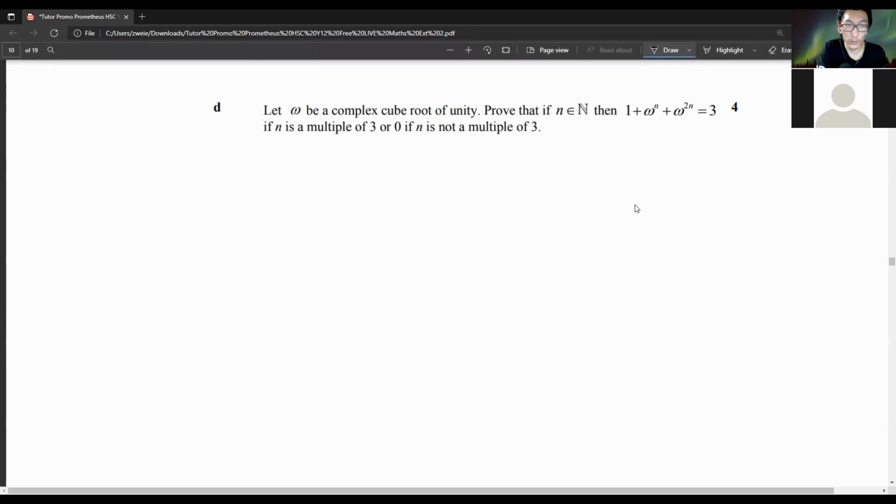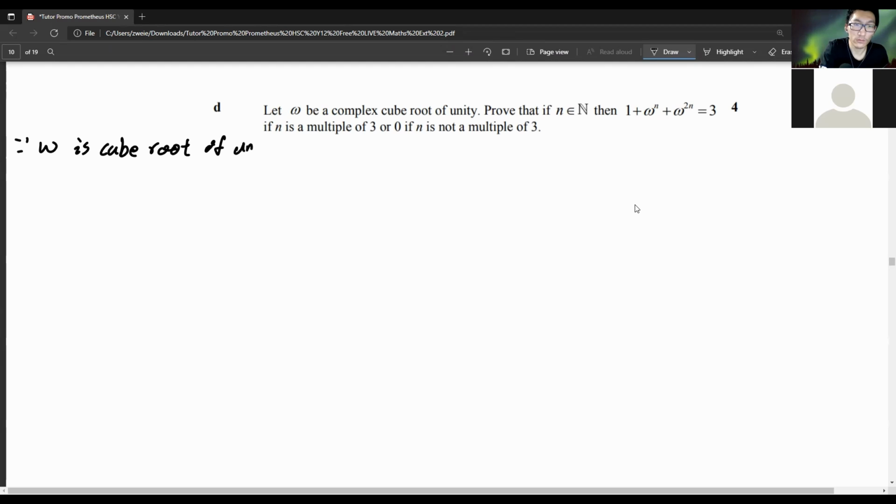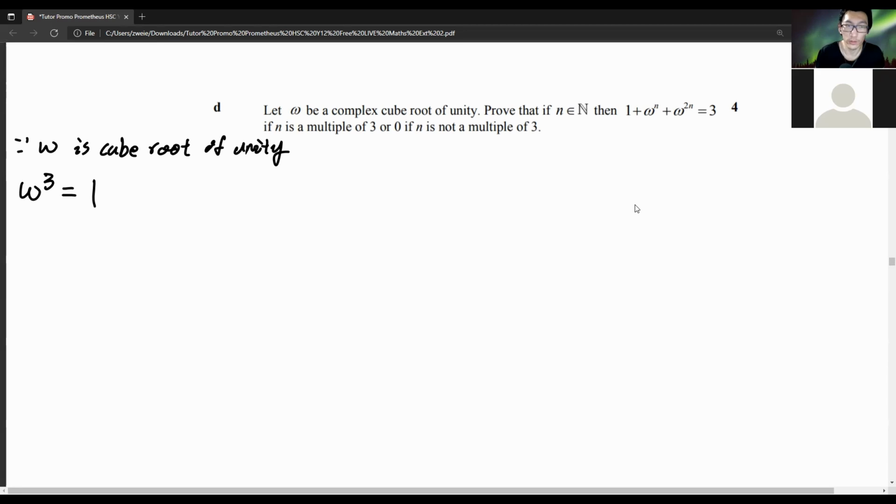Let's state out what we know first. Because omega is a cube root of unity, what we can write is that omega cubed is equal to 1, right? Because it's a cube root of unity, omega cubed is 1. And we know that omega cubed minus 1 is equal to 0 by rearranging this. And then straight away, we have your cubic expansion, omega squared plus omega plus 1.